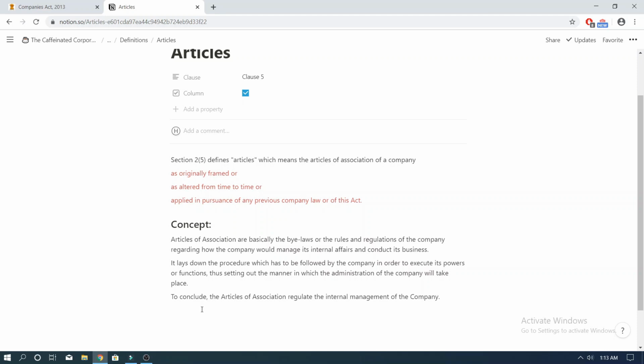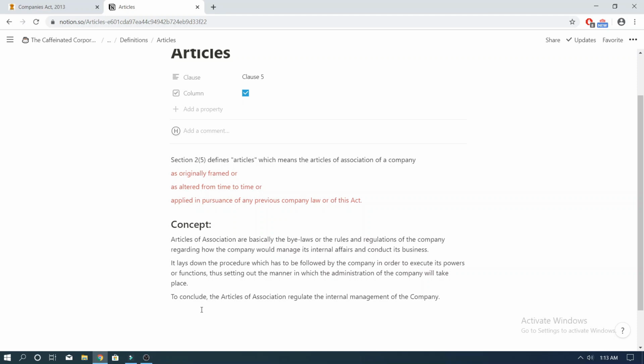So, while the Memorandum of Association defines the company, the reason for its incorporation, and defines and confines the activities which can be undertaken by it, the Articles of Association, on the other hand, regulates and sets the manner in which those objects would be achieved and how the powers of the company would be exercised.